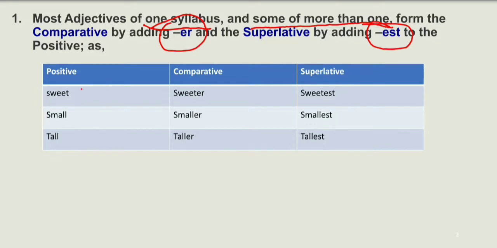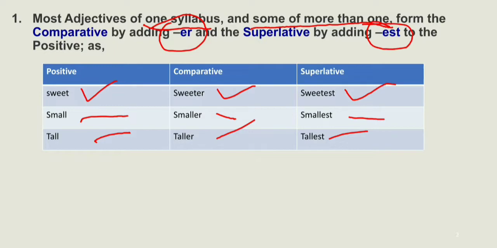We have the positive degree sweet, so the comparative degree is sweeter and the superlative is sweetest. Same is the case with small, smaller and smallest. Next we have tall, taller and tallest. So this is the general rule and we all must know about it.